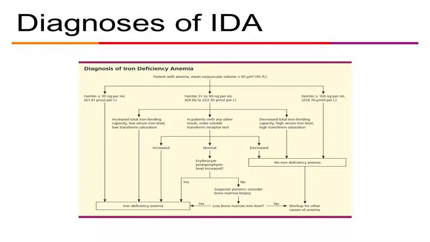Otherwise, if these are non-conclusive, then we can go to the transferrin receptor level. If it is increased, it means iron deficiency anemia. If it is decreased, it means anemia of chronic inflammation. Still, if it is not informative, then we can go into the protoporphyrin level. If it is increased, iron deficiency anemia. Otherwise, we should look for other causes of anemia.